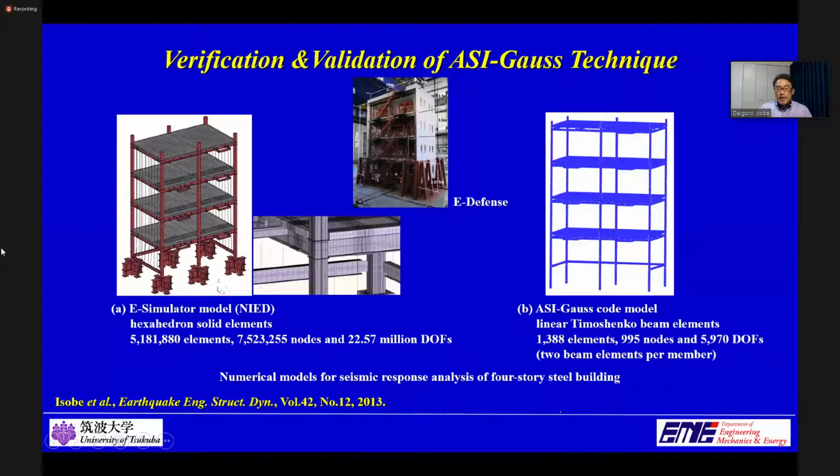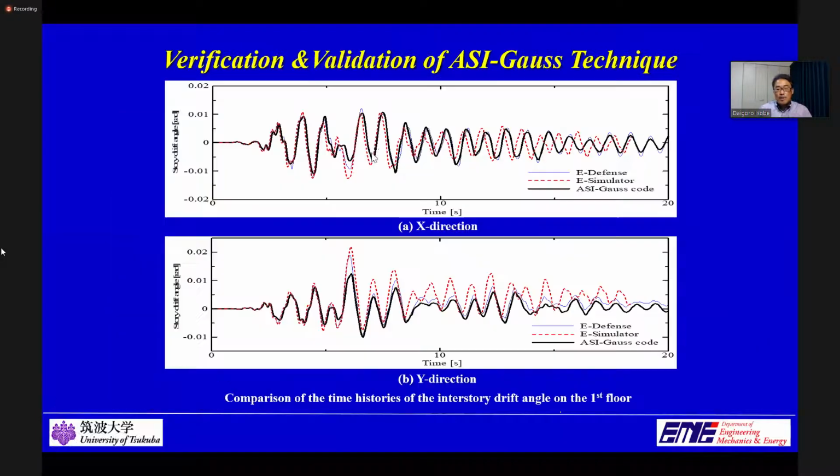The interstory drift angle obtained by the eSimulator, the red broken line in this figure, agrees well with that of the experimental result, the blue line, until approximately 7 seconds. However, the differences of the phase and the amplitude become larger in the region after 7 seconds, where the amplitude of the input ground motion decreases. The result obtained by the YesIGot code, the black line, on the other hand, shows good agreement with the experimental results for both the phase and the amplitude. Although the peak values near 6 seconds show smaller values, the behaviors in the other parts are well captured.